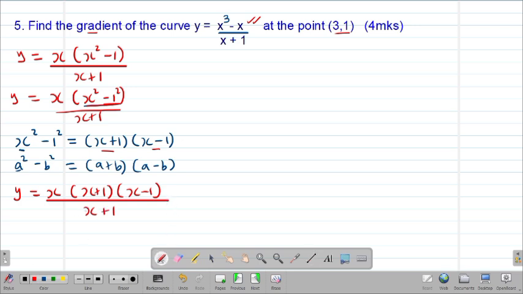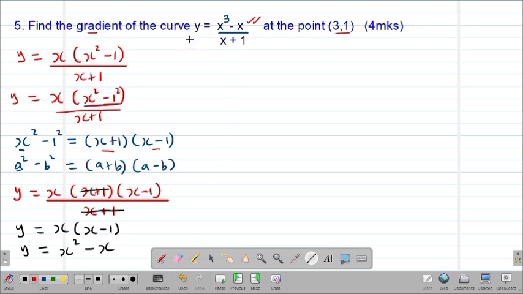So clearly, there are some common factors. X plus 1 will cancel out. So that means my y will remain to be equal to x into x minus 1. So which is equal to, y is equals to x times x, I'll get x squared. Then minus x times 1, I'll get x.